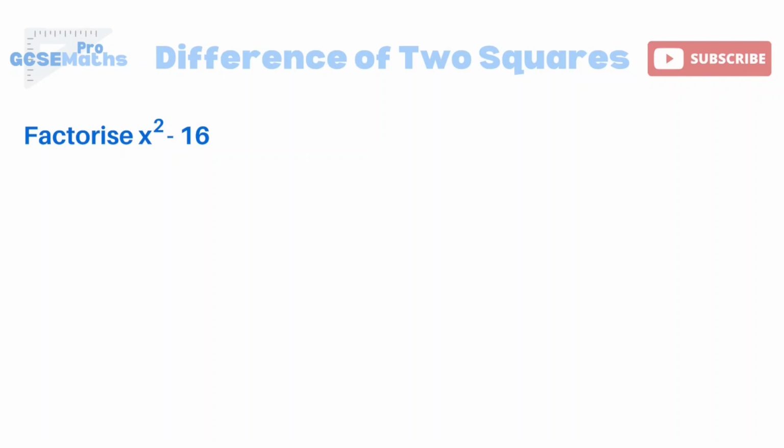So first of all, what is the difference of two squares? Well, as you can see here, we've got an expression that is x squared minus 16. First of all, x squared is a square number, isn't it? It is literally x times x. And 16 is also a square number, isn't it? It's 4 times 4. So those are the two squares. We've got a square here and a square here. And then a difference is always subtract, isn't it? If you want to work out the difference between two numbers, you're going to subtract them.